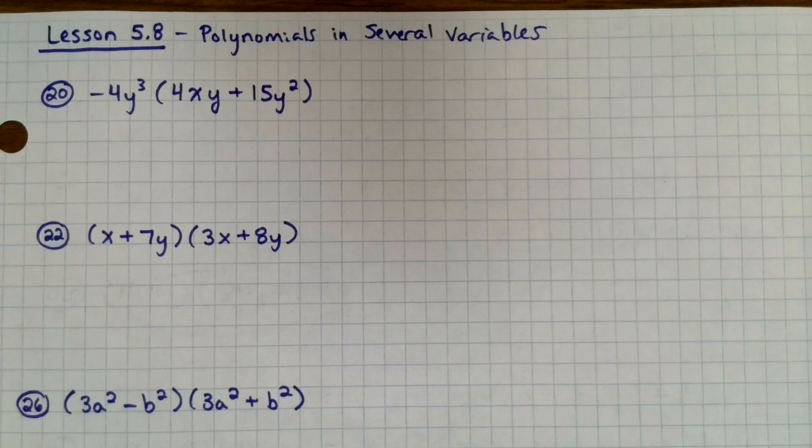This video is part 2 for lesson 5.8, which is on polynomials in several variables. This video is going to look at multiplication. Multiplying polynomials in several variables is going to be very similar to what we did in previous lessons. Just now we have, again, more variables to account for. The first question is number 20 out of the textbook.